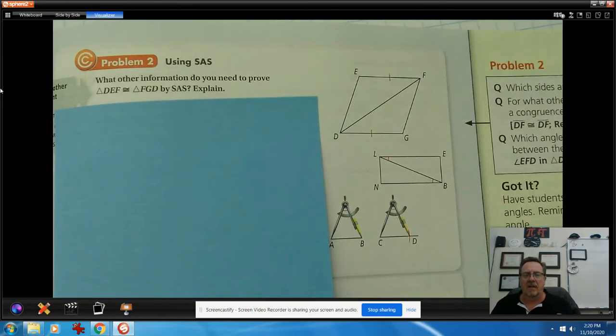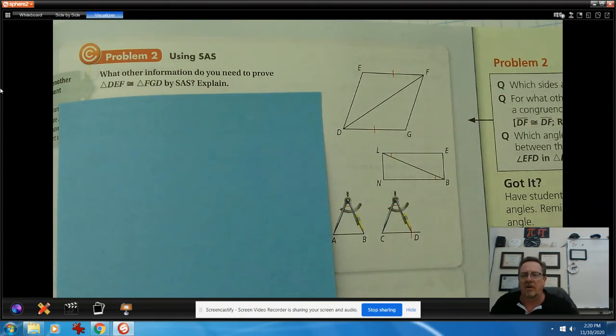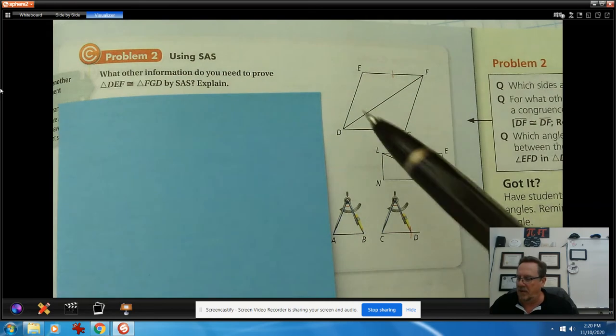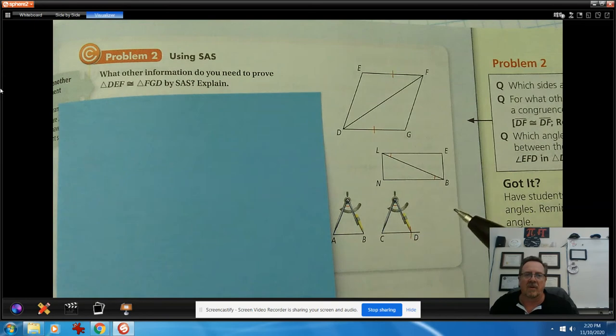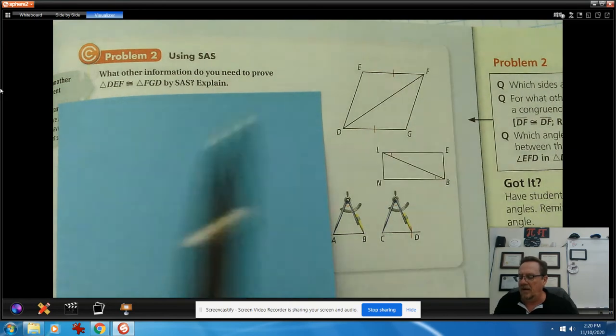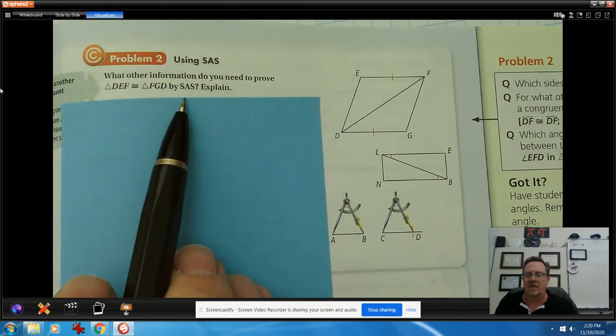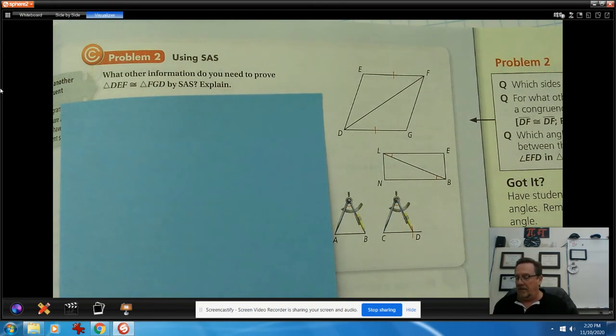Like you might see in your homework, the first one says, what other information would we need to show that triangle DEF, that's this one up here, is congruent to triangle GD, that's the one that's down below. And specifically it says using SAS, that we're going to use SAS, which is side angle side.